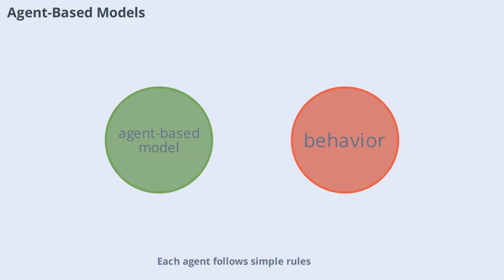Agent-based models simulate the actions and interactions of individual organisms, or agents, within a population. Each agent follows simple rules, but their collective behavior can lead to complex evolutionary patterns. These models are especially useful for studying social behaviors and group dynamics in evolving populations.